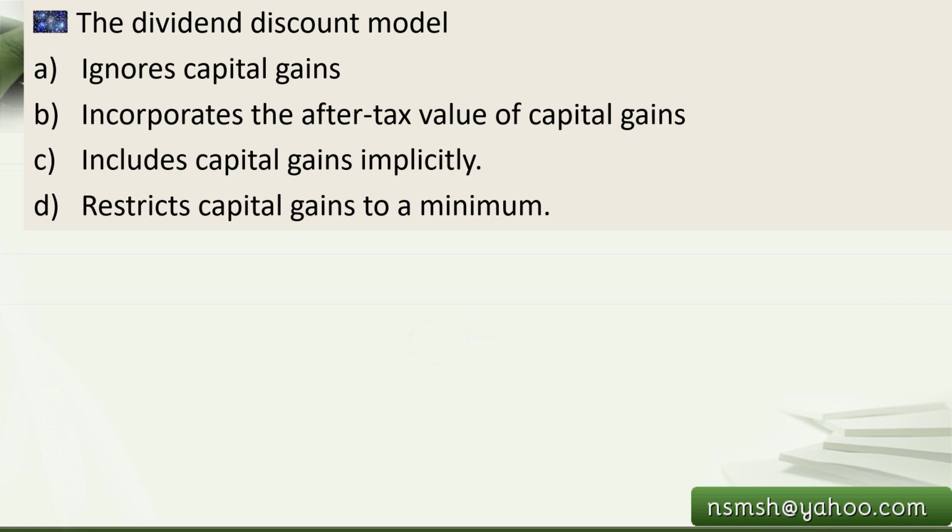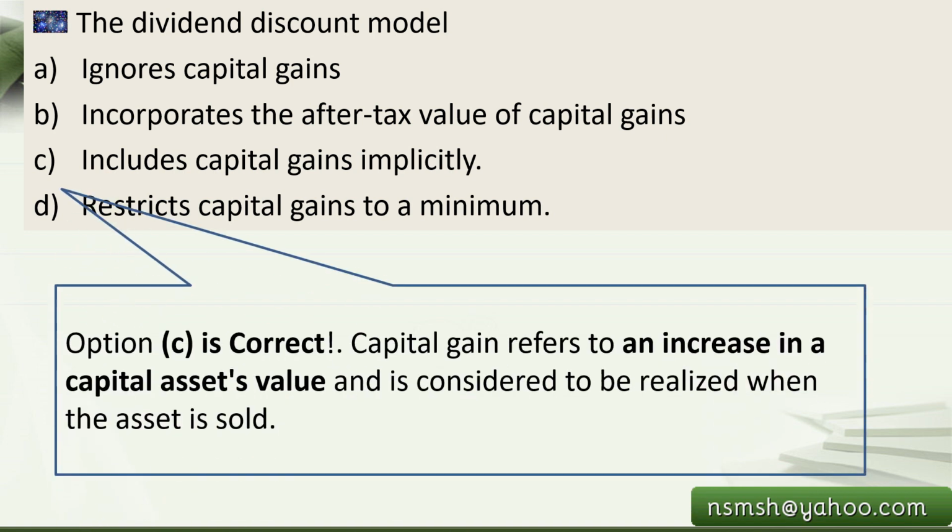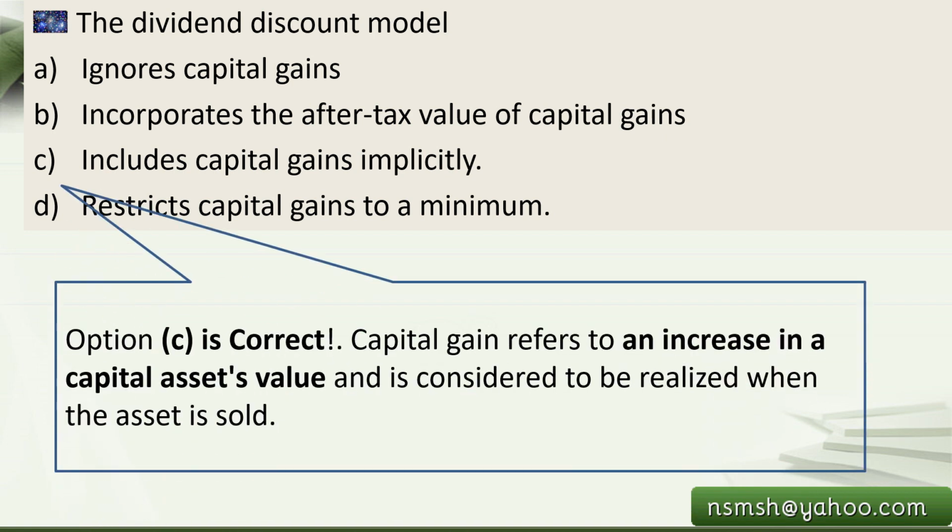Next, the dividend discount model, and we have four options. Option A ignores capital gains, B incorporates the after-tax value of capital gains, C includes capital gains implicitly, and D restricts capital gains to a minimum. Let's see why answer C is the correct one, because we should understand what capital gain means. Capital gain means an increase in a capital asset's value.